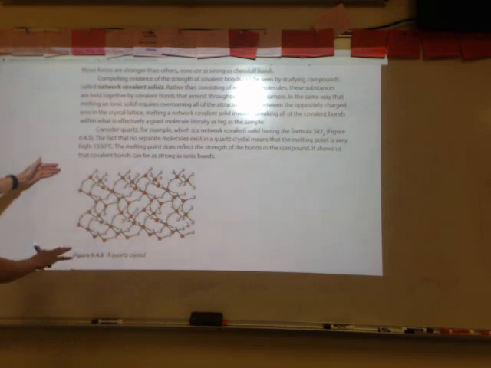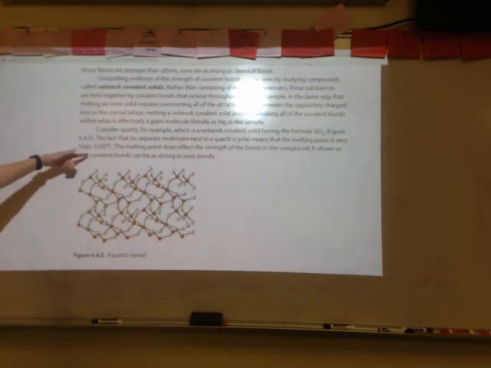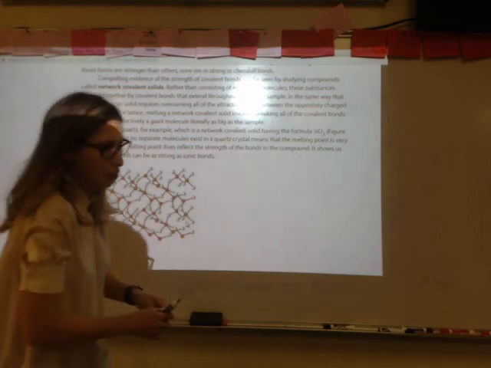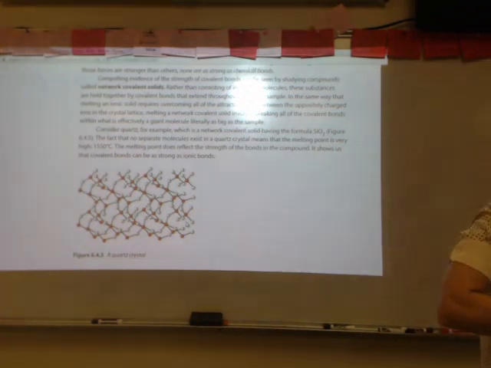Now, when you melt a network covalent solid, you have to break all of those covalent bonds within the huge molecule. And for quartz, its melting point is 1,550 degrees Celsius. This melting point reflects the strength of the bonds in this compound, which means covalent bonds can be just as strong as ionic.